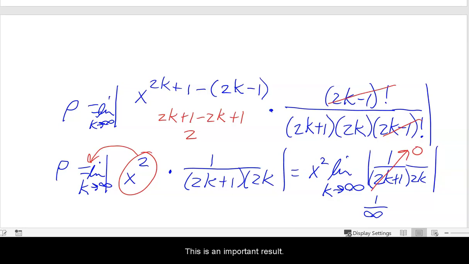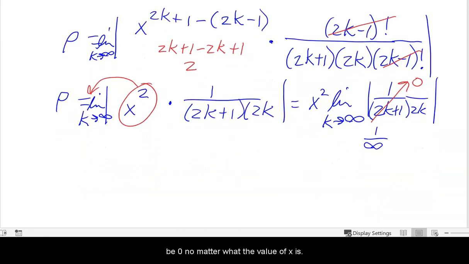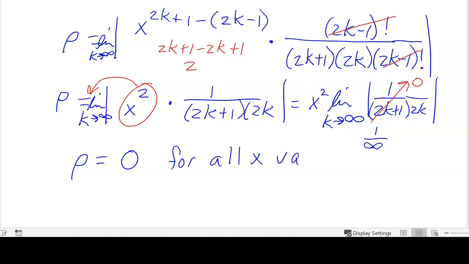Now, this is an important result. You'll notice two things. One, when I brought the x squared out, I didn't put it in absolute value. Normally you should, but a squared thing can never be negative, so I didn't have to worry about it. This also matters because x squared times 0 is going to be 0 no matter what the value of x is. This tells me that rho is 0 for all x values.